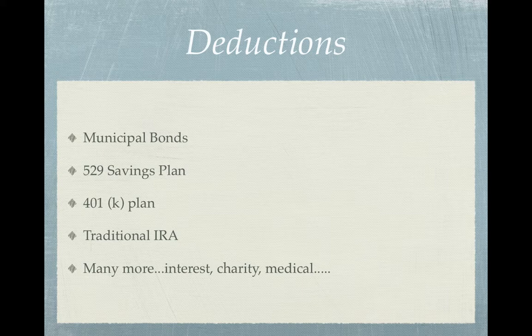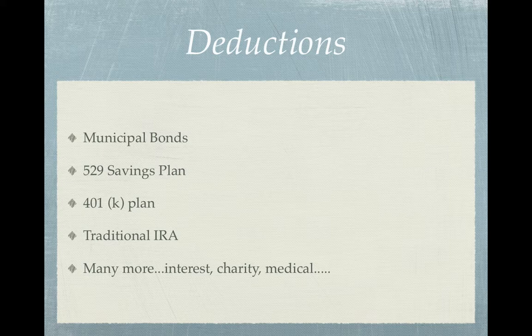Here are some other ways to reduce your taxes through deductions. Municipal bonds, savings plans that are 529 savings plans. Those are educational plans, if you're setting aside savings for maybe your child or your nephews or nieces. A 401k plan, that's the retirement plan that you might be part of if you are a full-time employee. Often the employer will match your contributions, so they're a fantastic deal if you have them available to you.